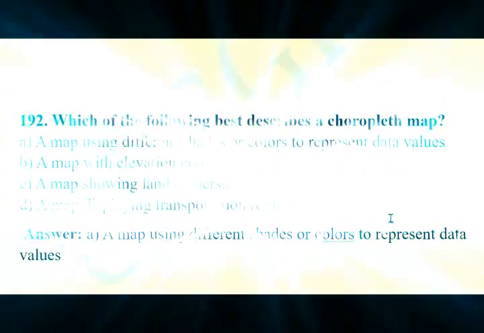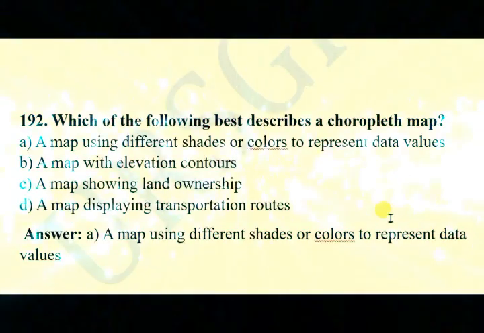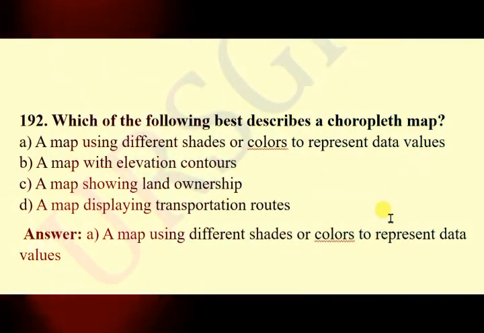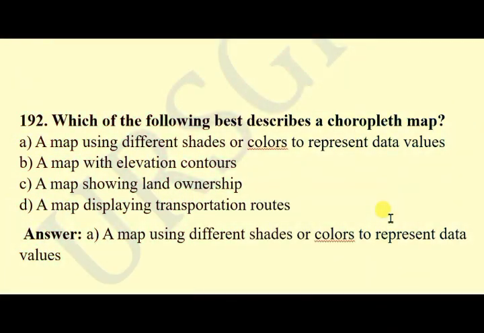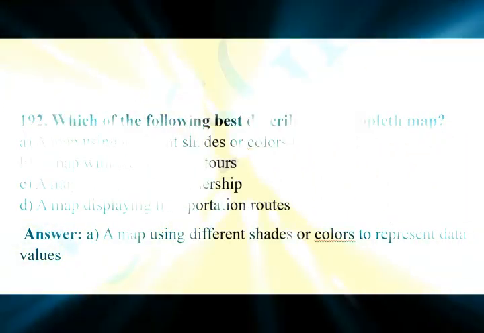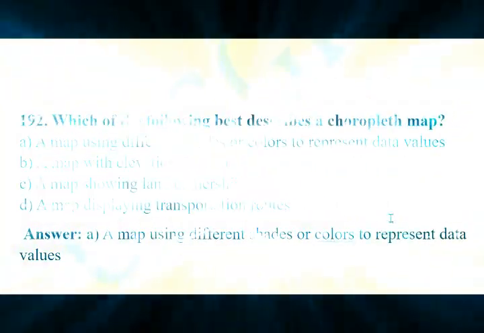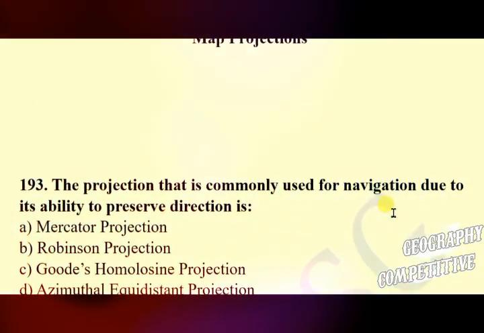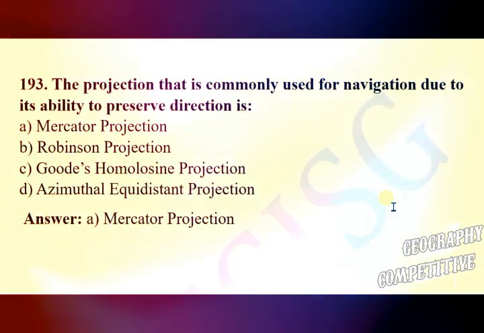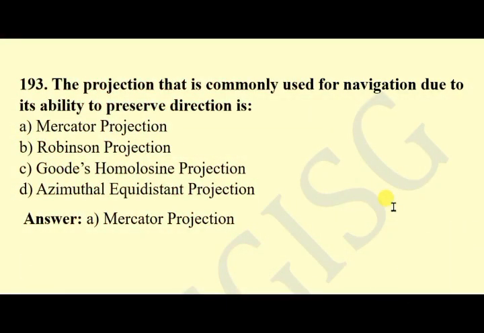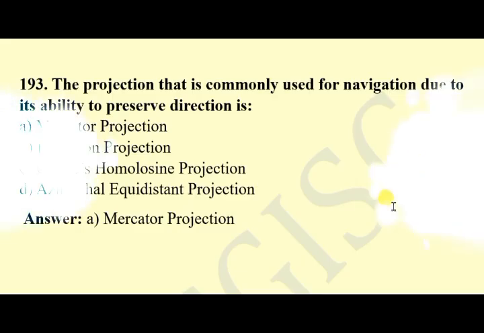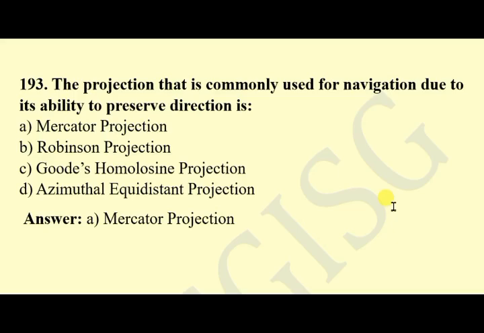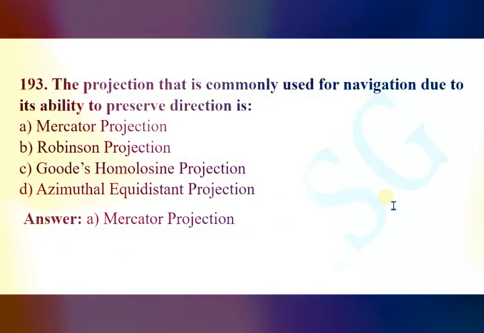Question 192. Which of the following best describes a choropleth map? A map using different shades or colors to represent data values, a map with elevation contours, a map showing land ownership, a map displaying transportation routes. Here the right answer will be a map using different shades or colors to represent data values. Map projections. Question 193. The projection that is commonly used for navigation due to its ability to preserve direction is Mercator projection, Robinson projection, Goode homolosine projection, azimuthal projection. Here the right answer will be Mercator projection.